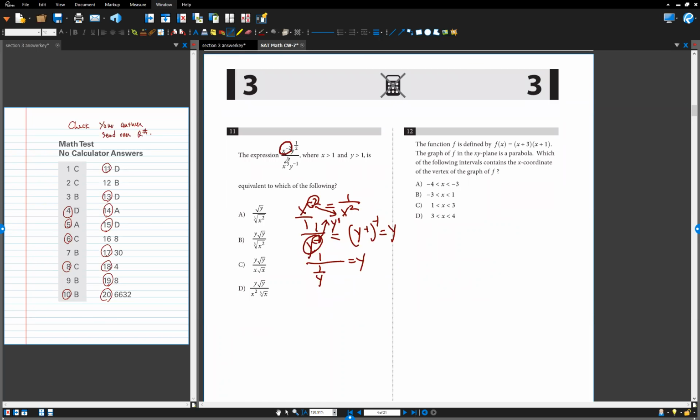This is going down, x squared. This is going up, y. We still have y to the 1/2, x to the 1/3. But this is in radical form, right? What is this radical? Square root of y. What is this radical? Cube root of x, isn't it? Just change to that form. Which one do you keep? Choice D, I can see square root of y over x squared cube root of x. Okay, choice D is the answer.